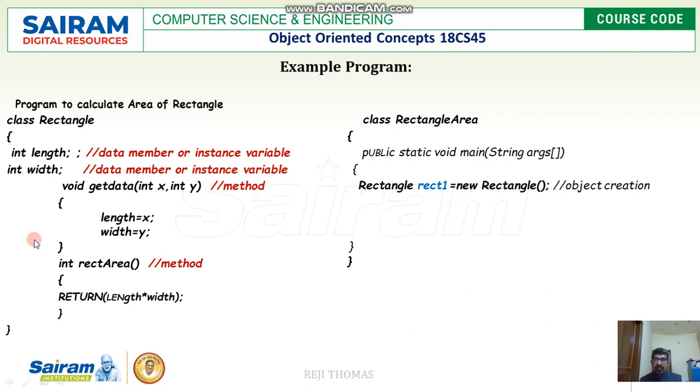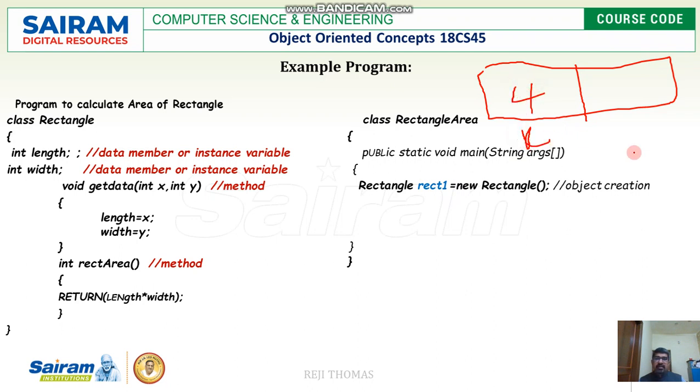Now what happens when I create this object rect1? We'll be getting two blocks, one for length. This is for length, and it is of type int, 4 bytes, and for width I'll be getting another 4 bytes. So this is going to be my rect1. I've got 8 bytes of space.